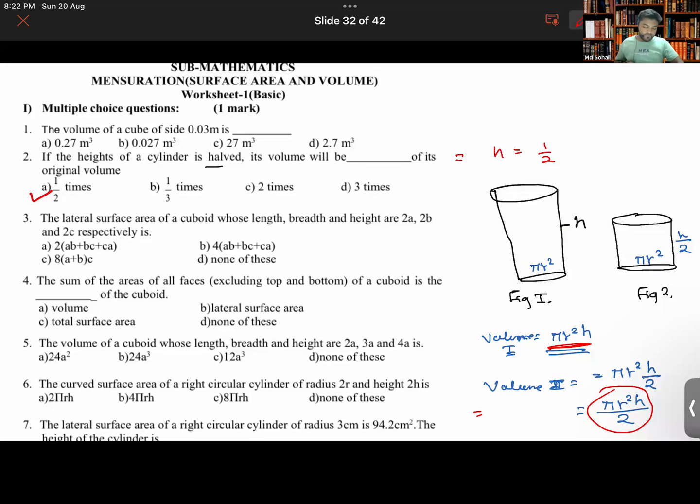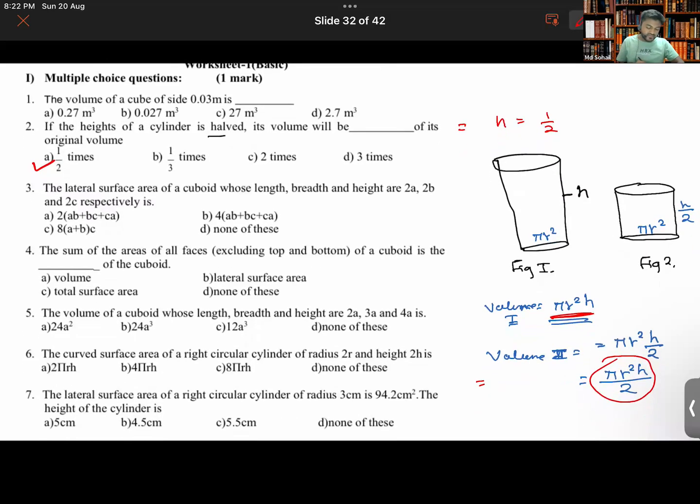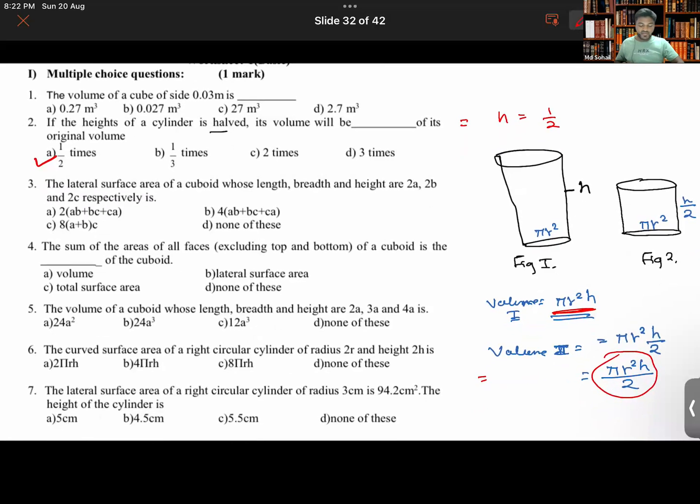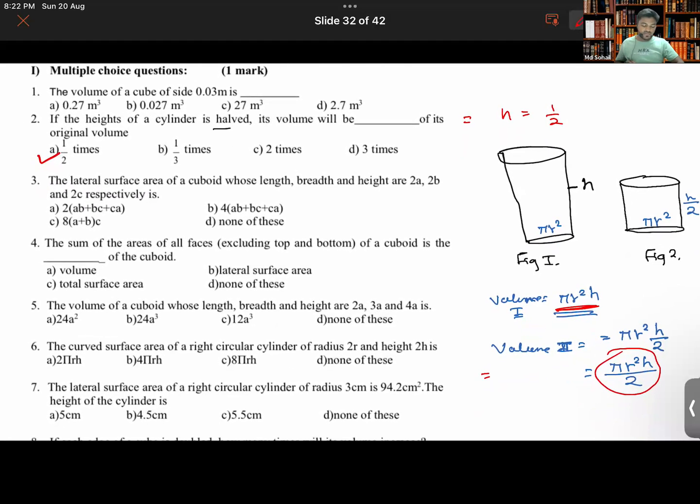Now see the next question. The lateral surface area of a cuboid whose length, breadth, and height are given as follows. What would it be? Quickly solve this question.